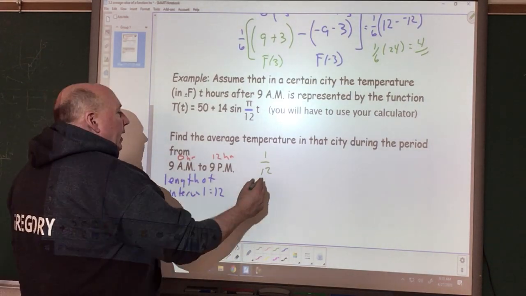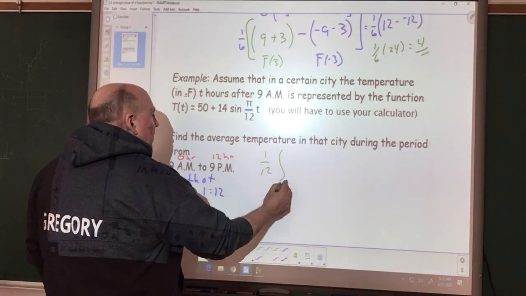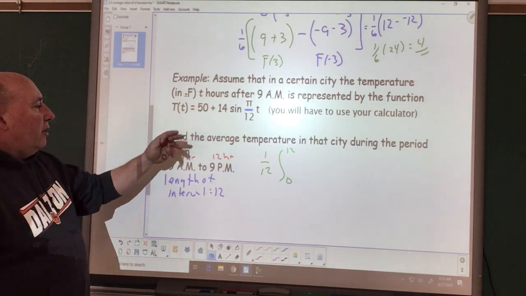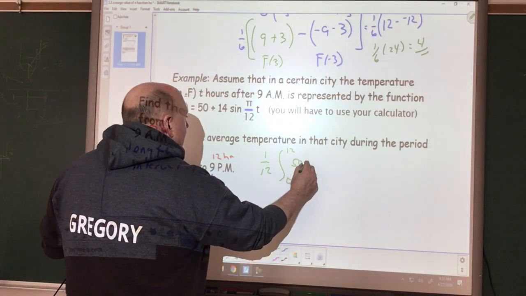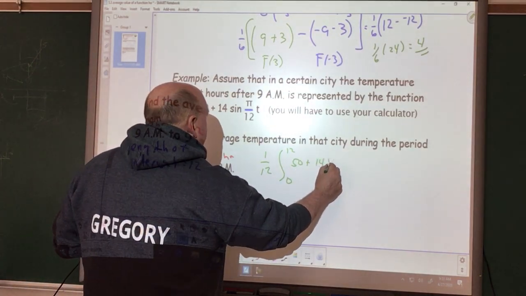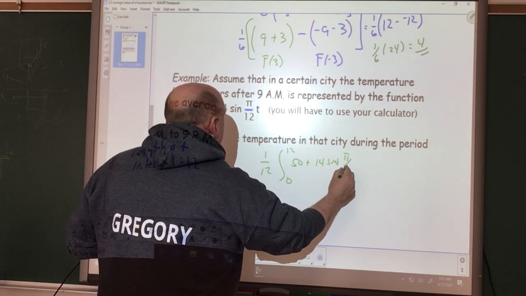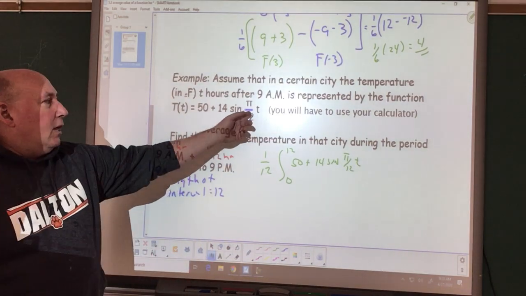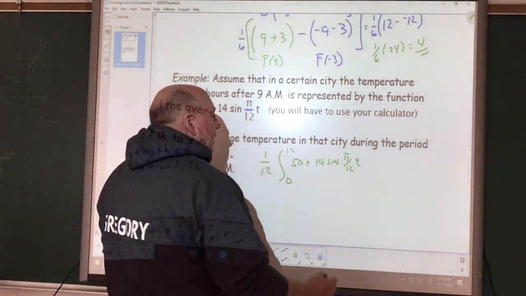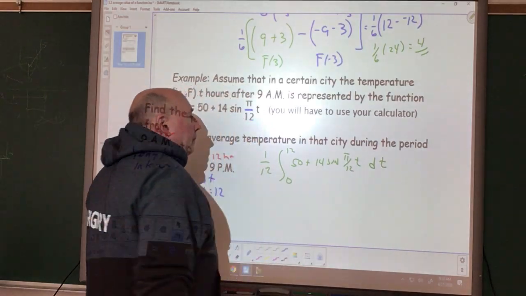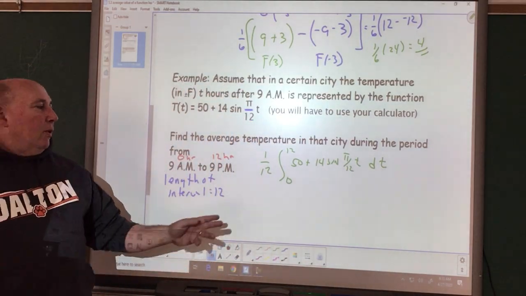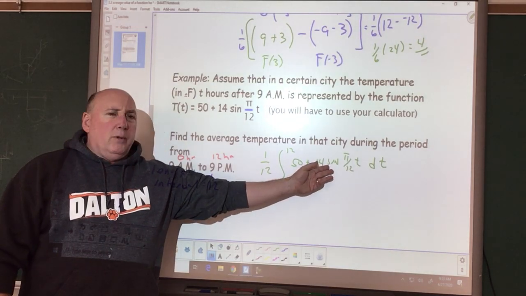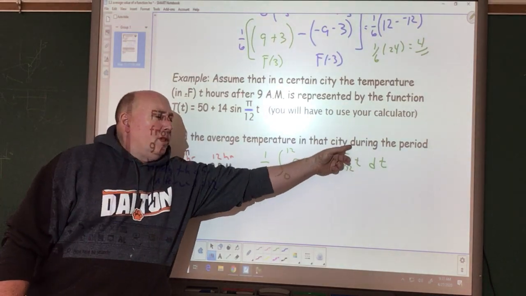We're going to evaluate our antiderivative from 0 to 12 of our function 50 plus 14 sine pi over 12 t. Now my variable I'm dealing with here is t, so I'm going to have to put in a dt. Now we can take the antiderivative of 50, and that would give me 50t, but this, we don't know how to quite deal with this yet.